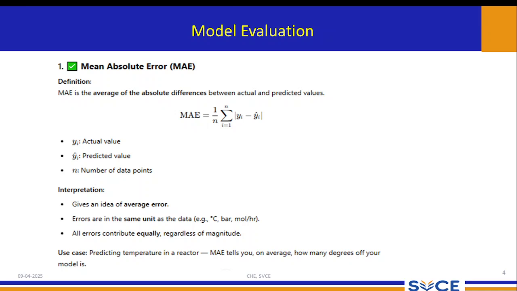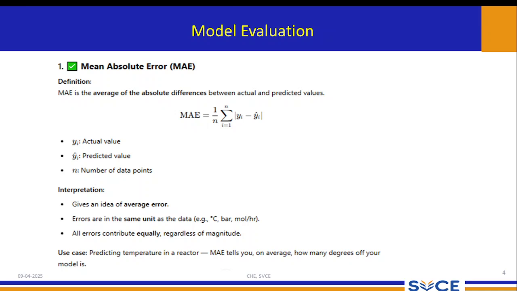So mean absolute error is the average of the absolute difference between the actual and the predicted value. The predicted minus actual will give you the error. If the predicted value is the same as the actual value, the error becomes zero. So, hope you understood.